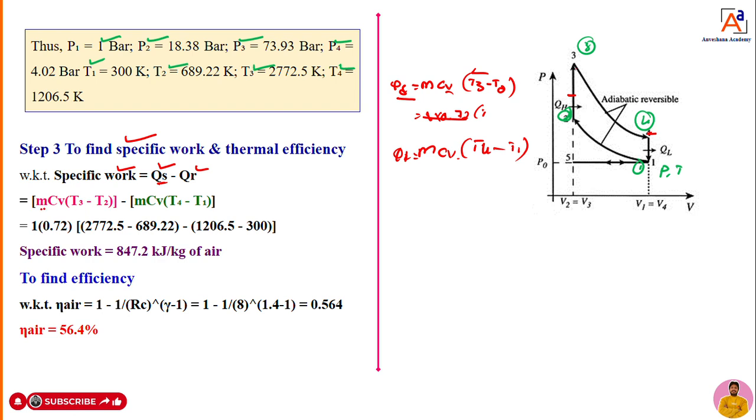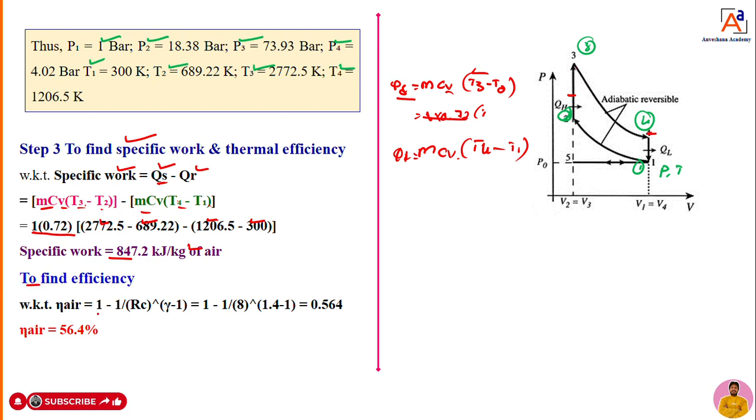Here, dear students, M Cv is a constant, so I will take it outside. The remaining inside is T3 minus T2 minus T4 minus T1. T3 is equal to this much, T2 you already know, T4 you know, T1 also you know. Simplify, and you will get the specific work. Total work you are going to get is 847.2 kilojoules per kg of air. This is the amount of work you got.